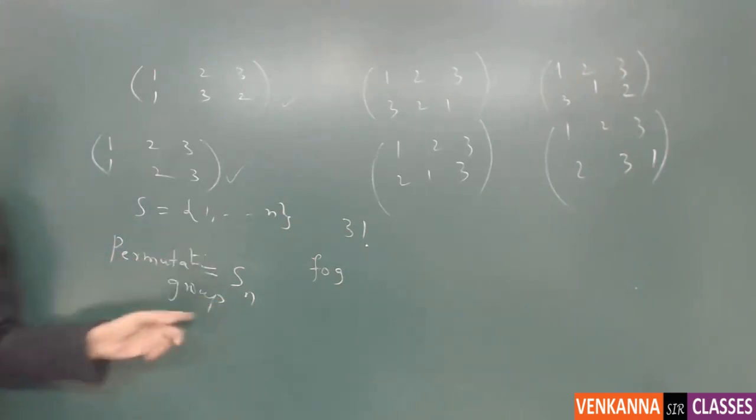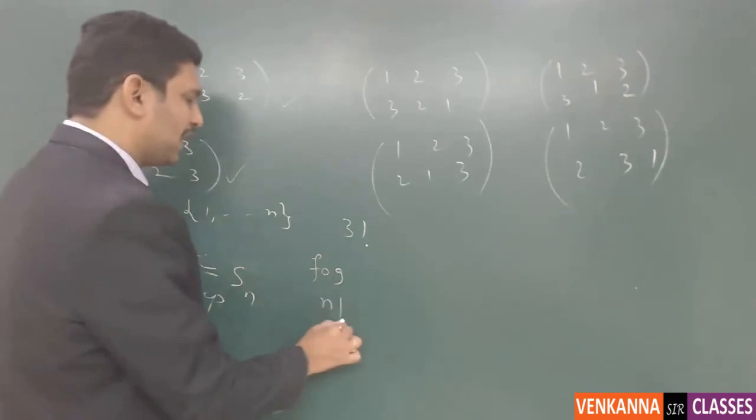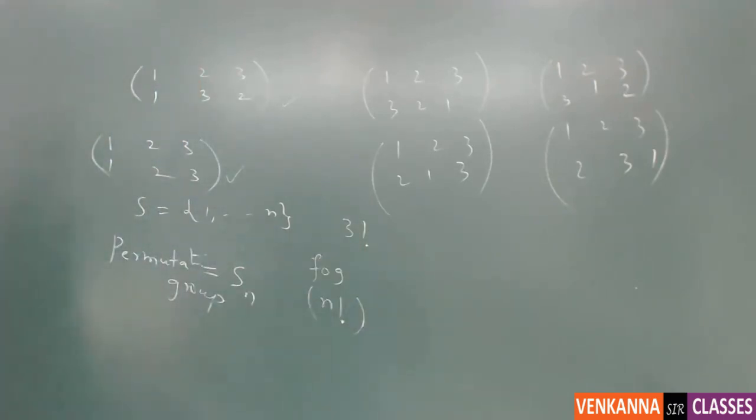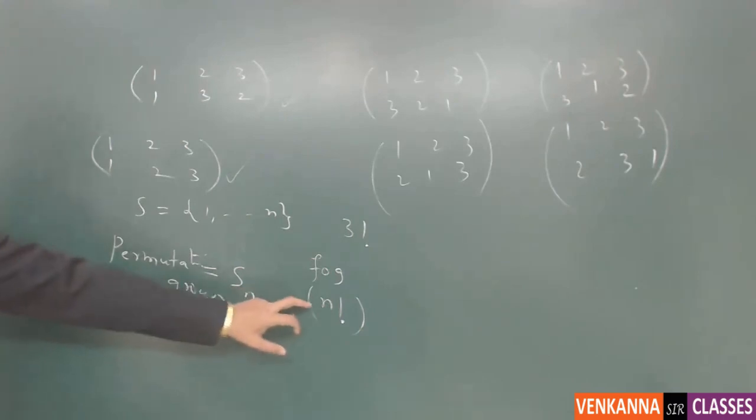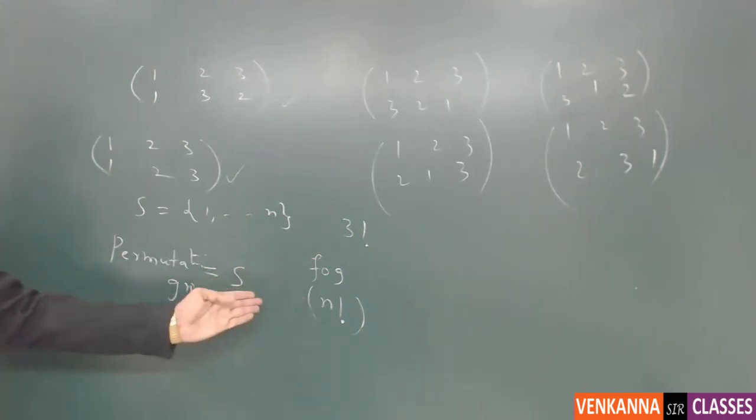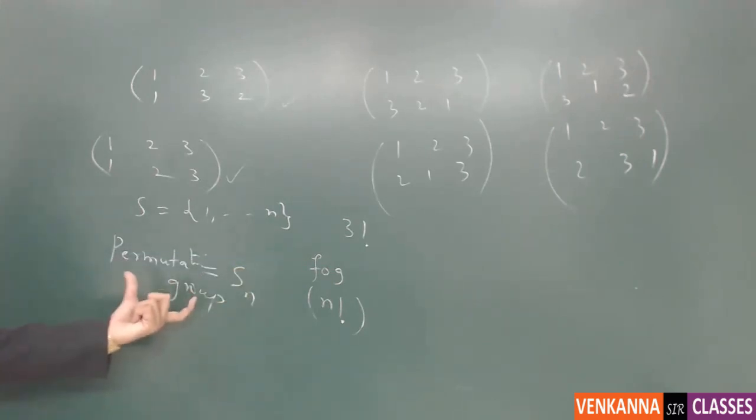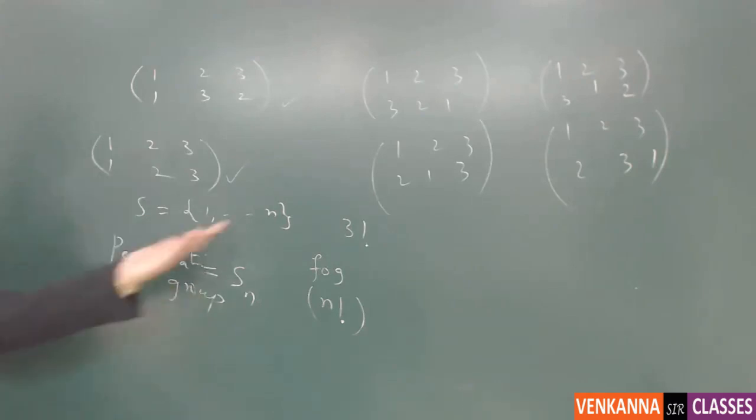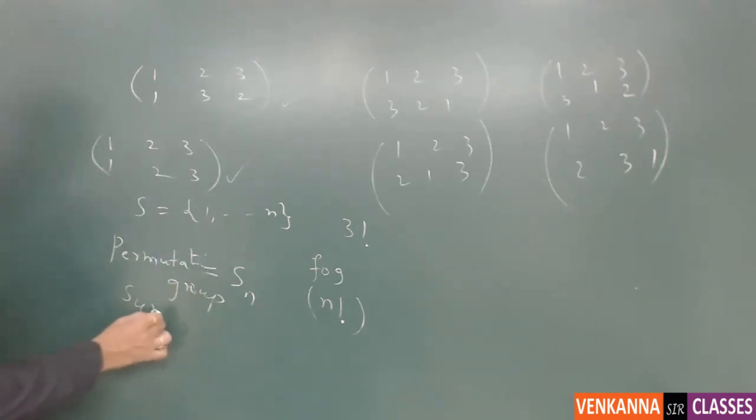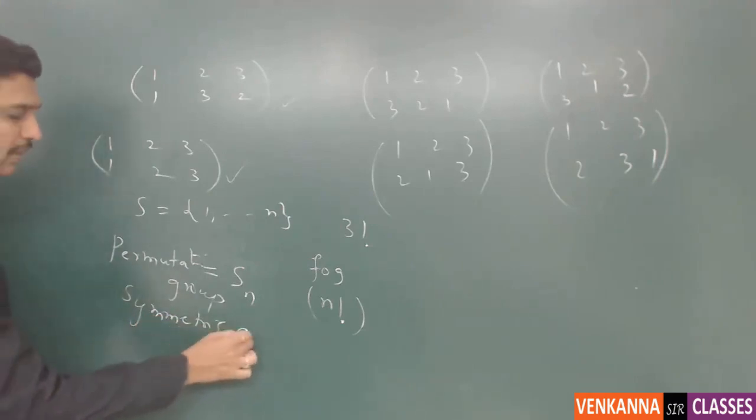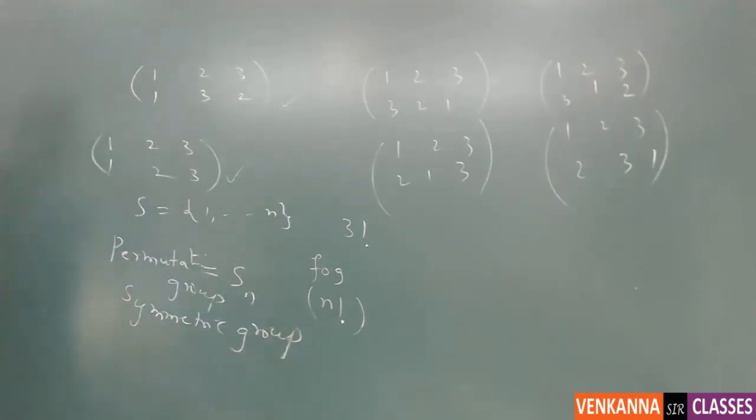So in total, how many permutations will be there? You will get n factorial permutations. So the order of Sn is nothing but n factorial. And what is the operation here? You are taking the composition of functions. This permutation group we also call by another name, the symmetric group. So both names are equivalent. We call it the symmetric group, or the permutation group Sn. Okay? Are you clear?